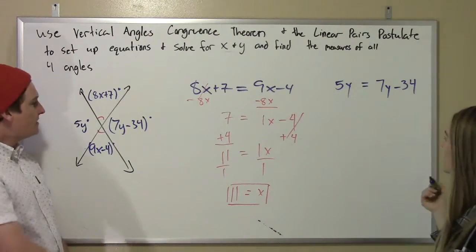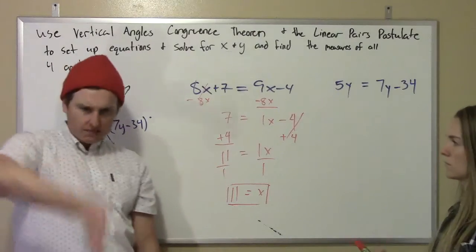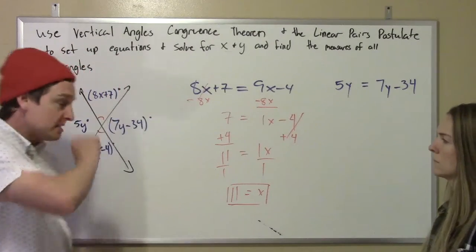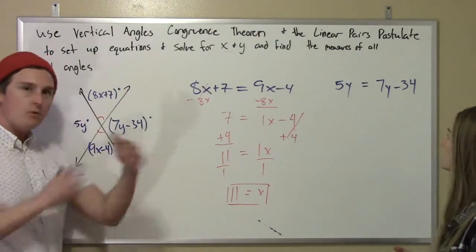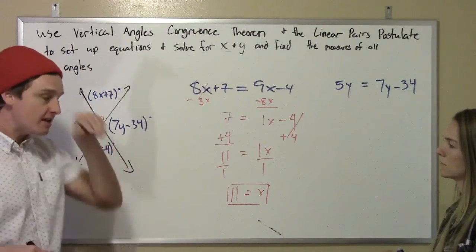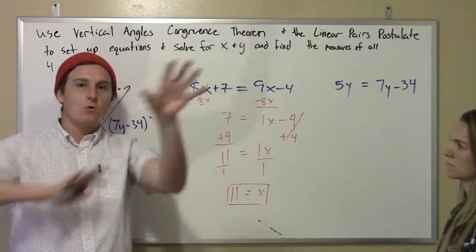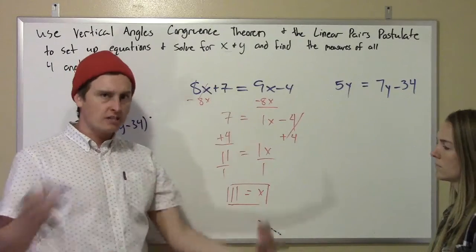Correct. Now, sometimes we think of vertical as this way, and horizontal as this way. But it doesn't matter with angles. We're not talking about what direction they are. So vertical angles has nothing to do with what direction they're oriented. It has to do with the fact that they're across from each other.